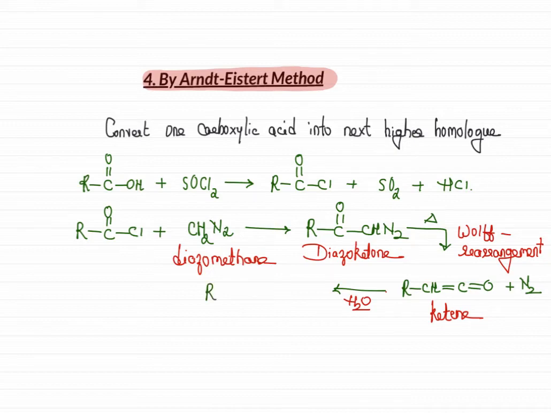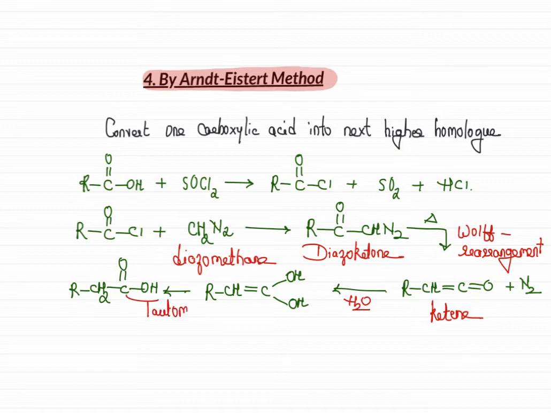you R, single bond CH, double bond C, and then you have OH and OH, which would eventually give you the tautomerization would give you RCH2 C double bond O and OH. Here we just write tautomerization.